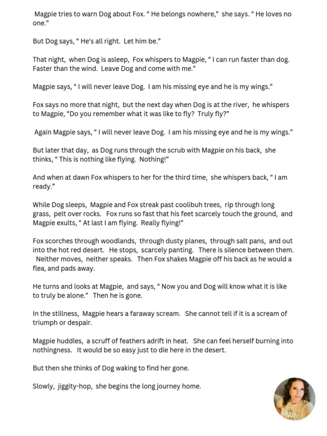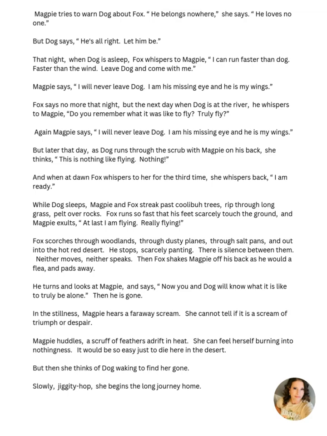Fox scorches through the woodlands, through dusty plains, through salt pans, and out into the red hot desert. He stops, scarcely panting. There is silence between them. Neither moves, neither speaks. Then Fox shakes Magpie off his back as he would a flea and pads away. He turns and looks at Magpie and says, now you and Dog will know what it's like to truly be alone. Then he is gone. In the stillness, Magpie hears a faraway scream.